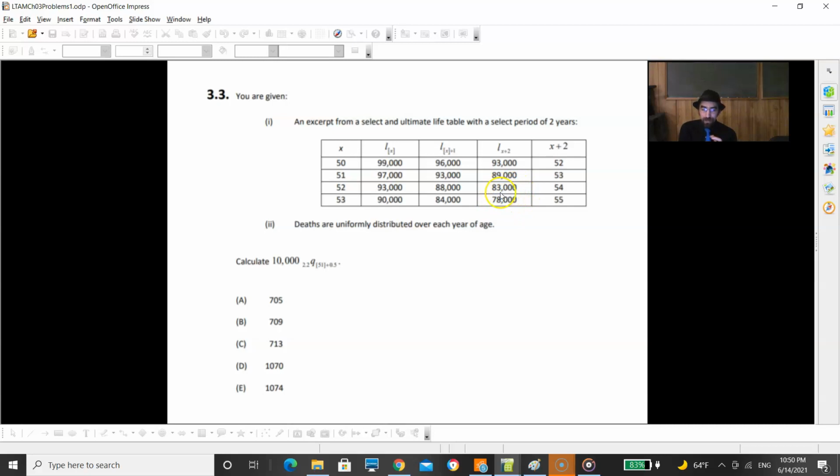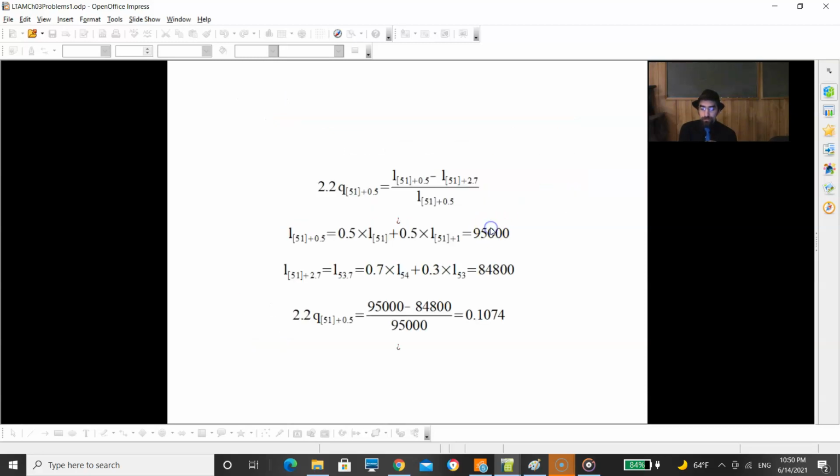Sorry, no, I had it right the whole time. 53.7 is going to be between age 53 and 54. So hovering over these, right? You want something in between these two.